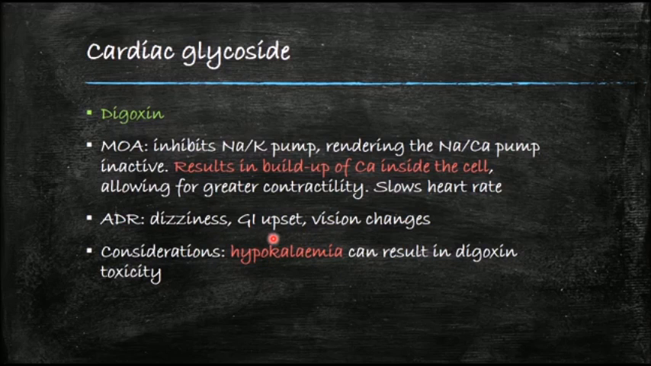Hypokalemia is a big issue with this one. Because it acts competitively with potassium on the NaK pump. If you don't have enough potassium, too much digoxin will bind and you'll get an arrhythmia. So hypokalemia can result in digoxin toxicity.